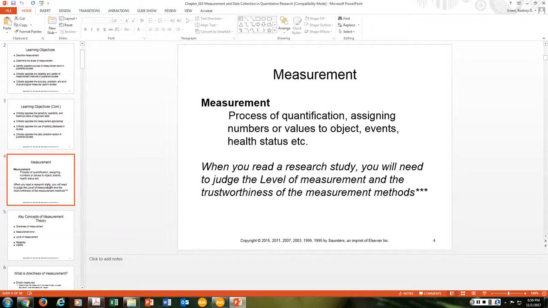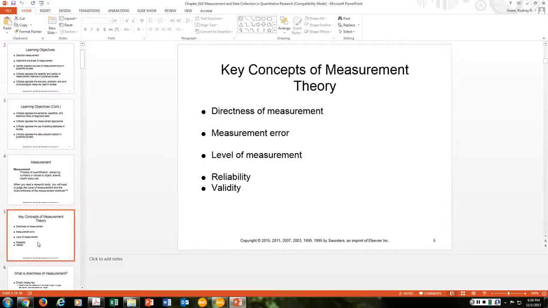Now, when you read a research study, such as the one for Critique 2, you will need to judge the level of measurement and the trustworthiness of the measurement methods. So use this chapter to help you do that. So there are 5 key concepts of measurement theory: the directness of the measurement, measurement error, level of measurement, and the concepts of reliability and validity.